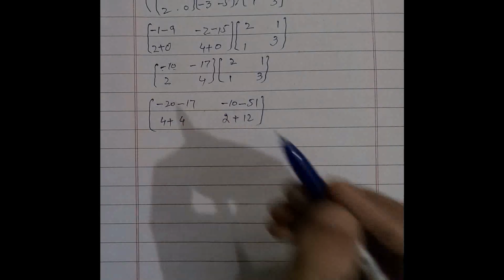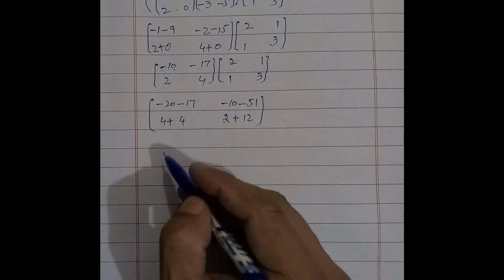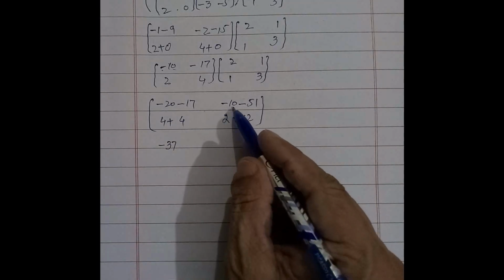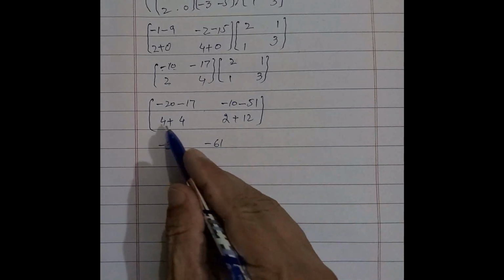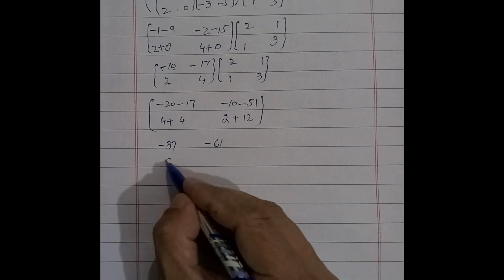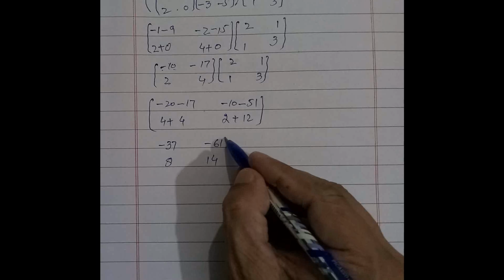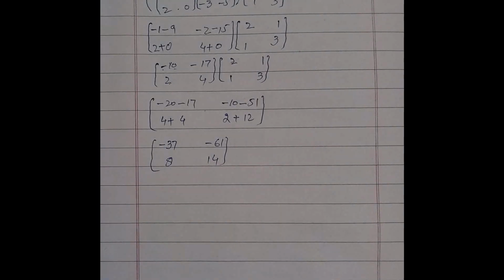And now we simplify these values. We get -20 -17 is -37, -10 -51 is equal to -61, 4 plus 4 is equal to 8, 2 plus 12 is equal to 14. And it is the product of AB bracket into C.